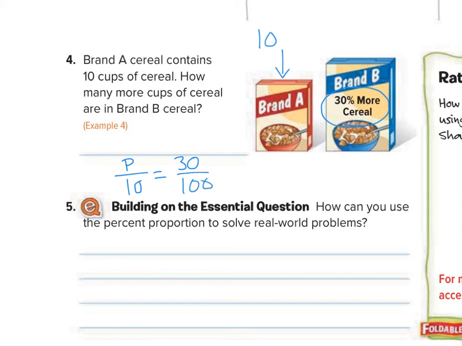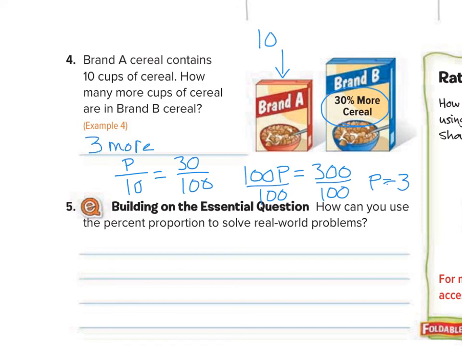And then if we do our cross products, that would be 100 times P and 30 times 10. And then if we divide by 100, P is going to be equal to 3. So that means there are 3 more cups of cereal in brand B.